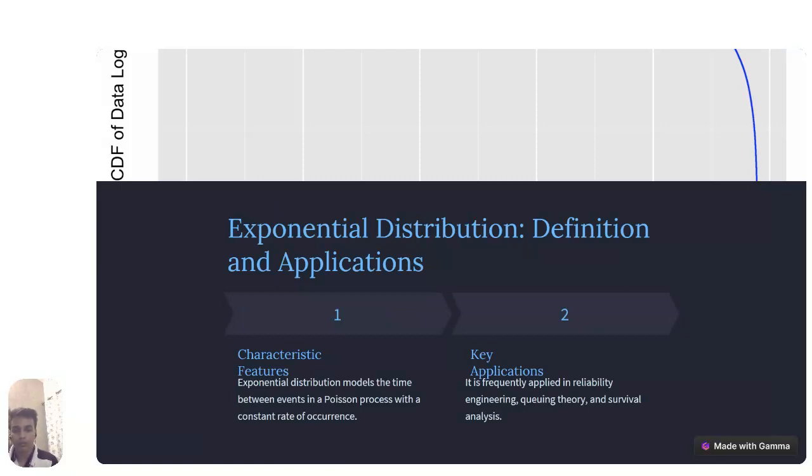Exponential distribution. Definition and applications. The characteristic feature: the exponential distribution models the time between events in a Poisson process with a constant rate of occurrence. The key application: it is applied in reliability engineering, queuing theory, and survival analysis.